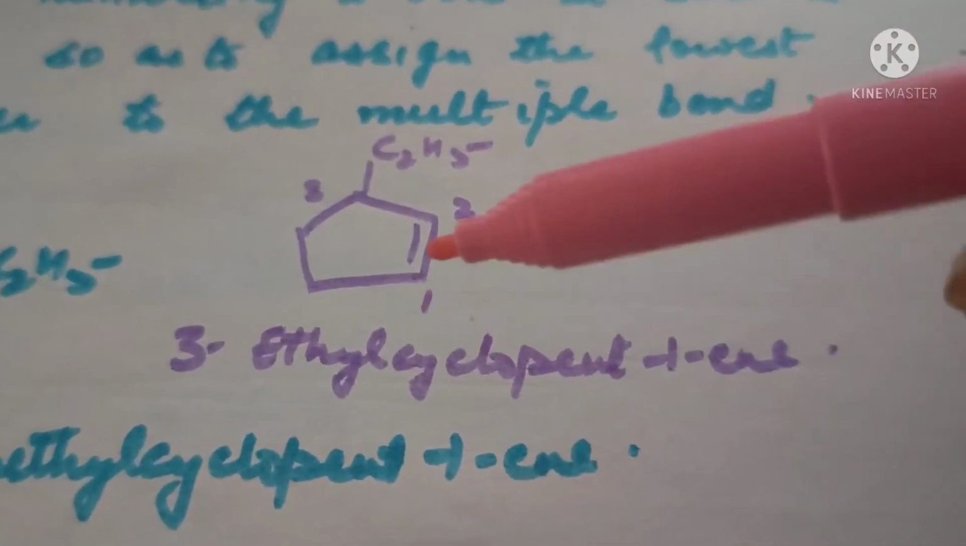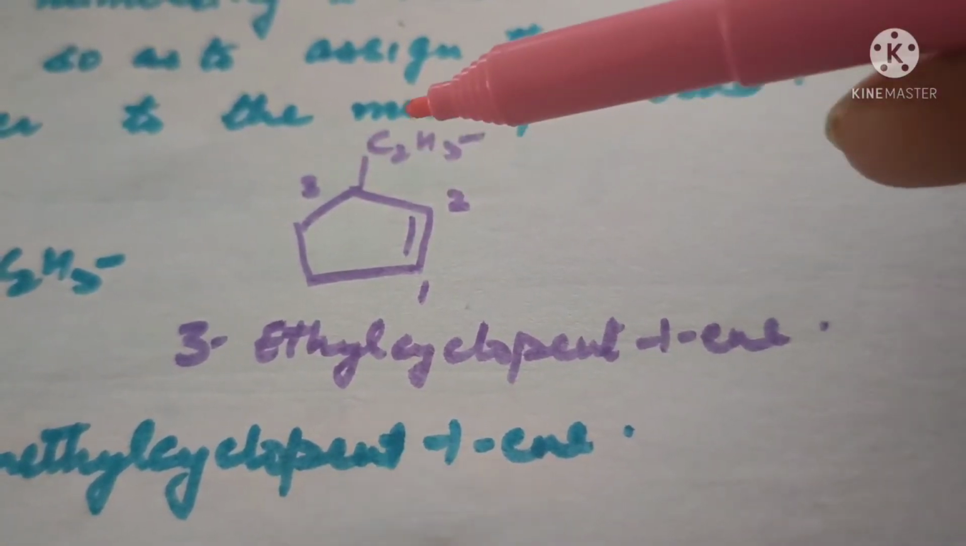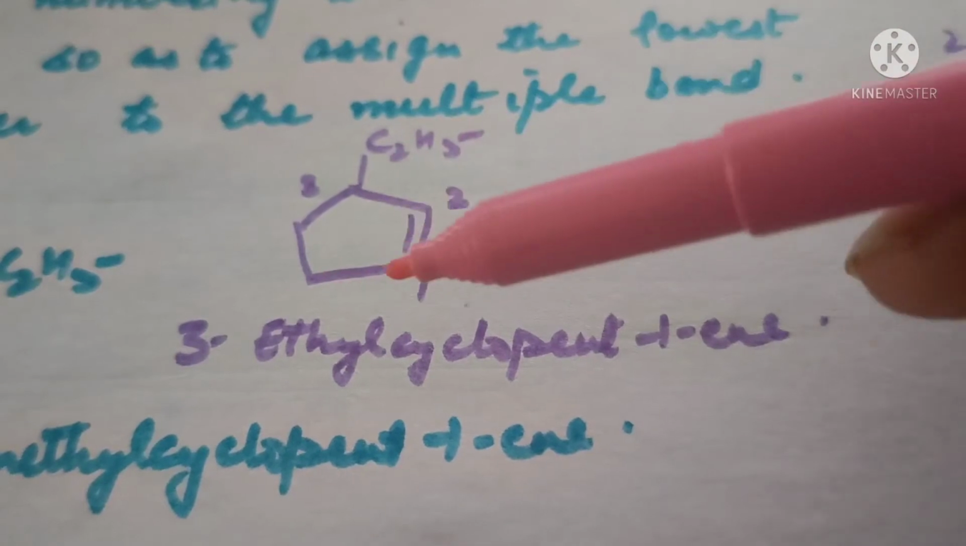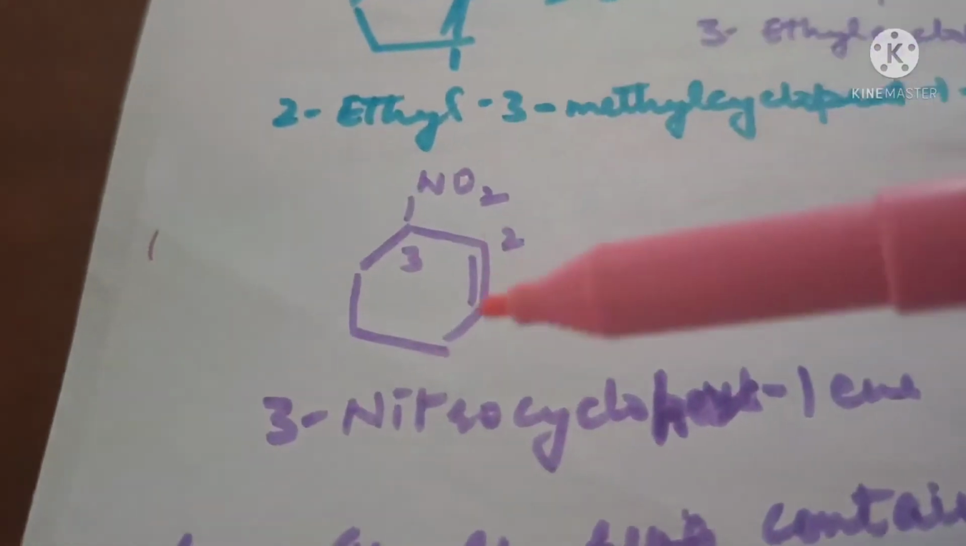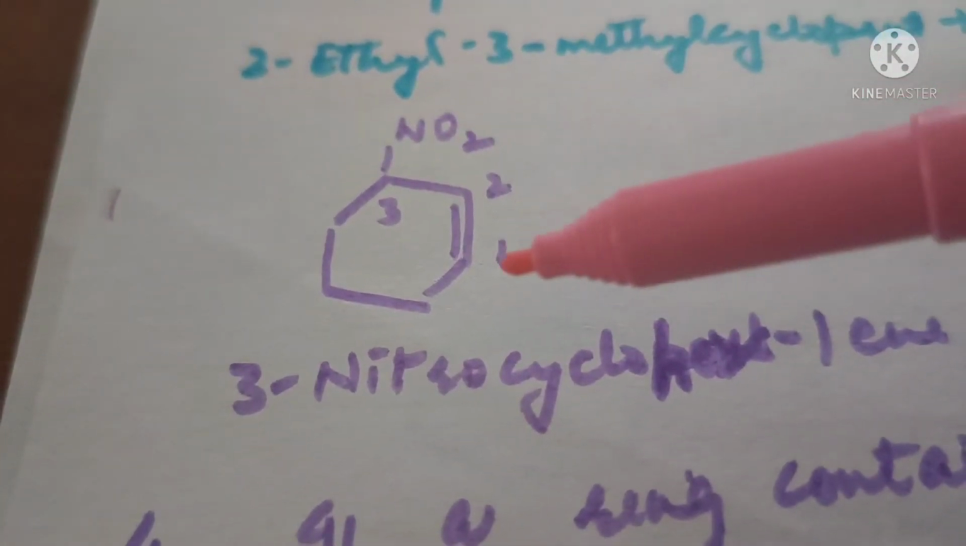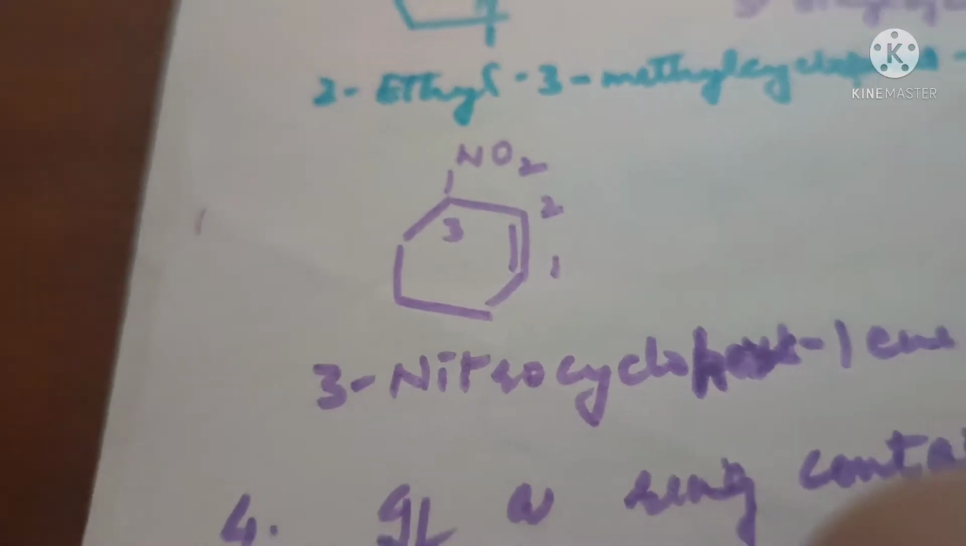Similarly, in this case, numbering starts from this end and the name will be 3-ethylcyclopent-1-ene. Similarly, in this compound, the name will be 3-nitrocyclohex-1-ene.